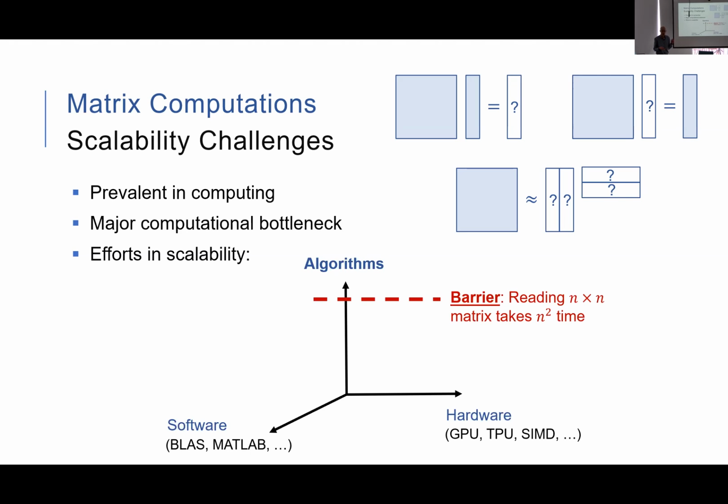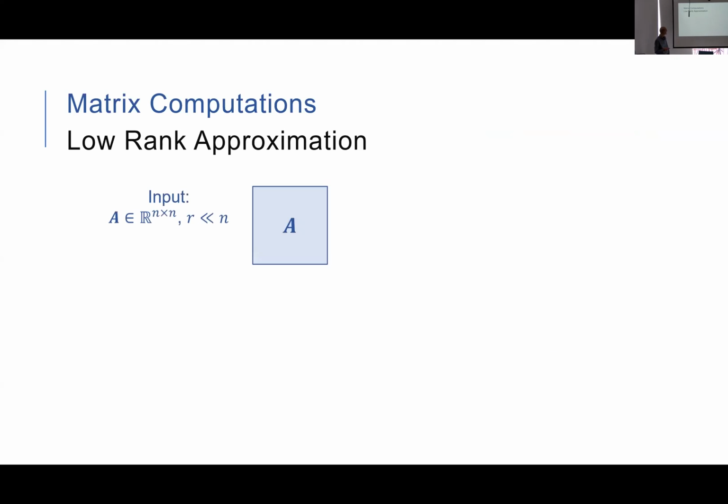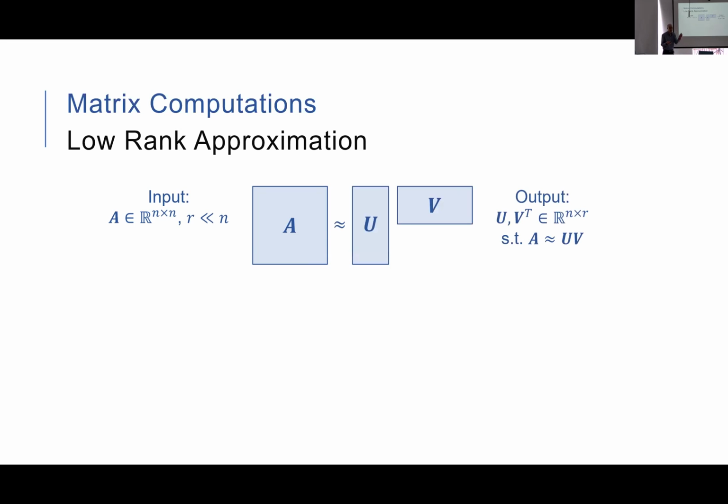And here the natural barrier is that just reading the content of an n by n matrix is already a scalability bottleneck. So again, let's try to use data and machine learning to alleviate it. So the problem I wanted to concentrate on is the low rank approximation problem, where the input is some matrix and some target low rank, and the output is two skinny matrices whose product should be approximately equal to the input matrix.